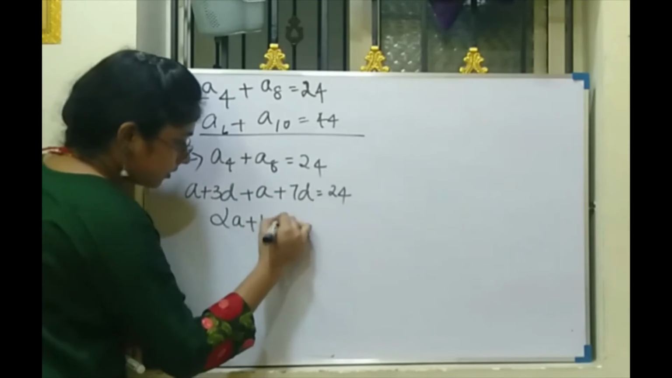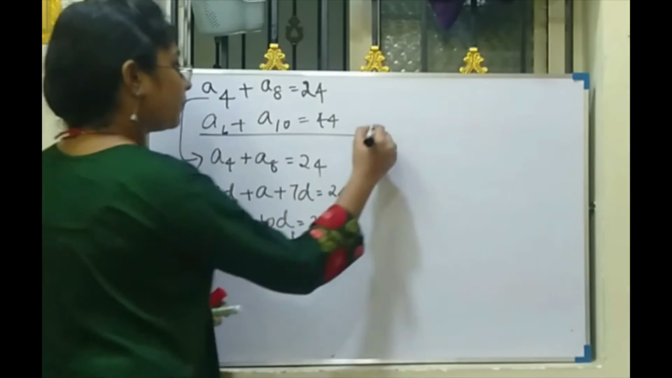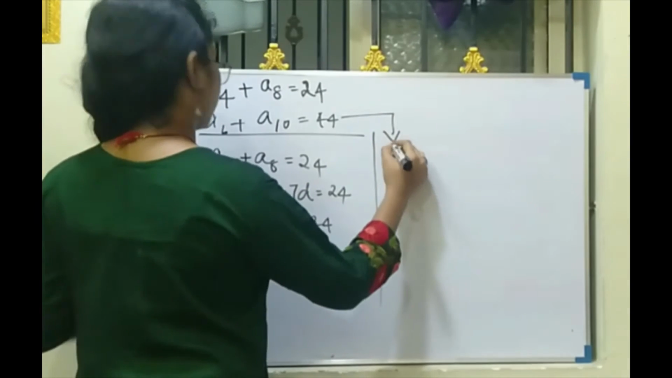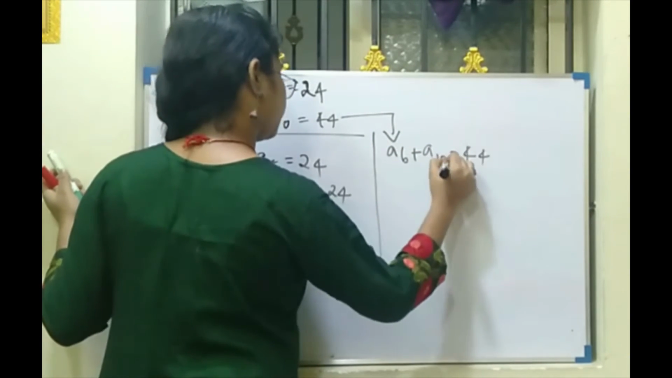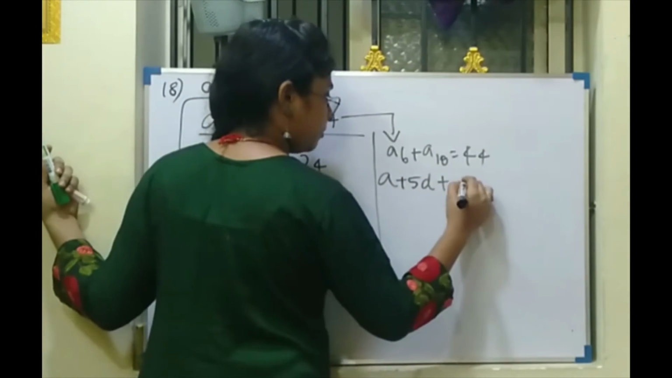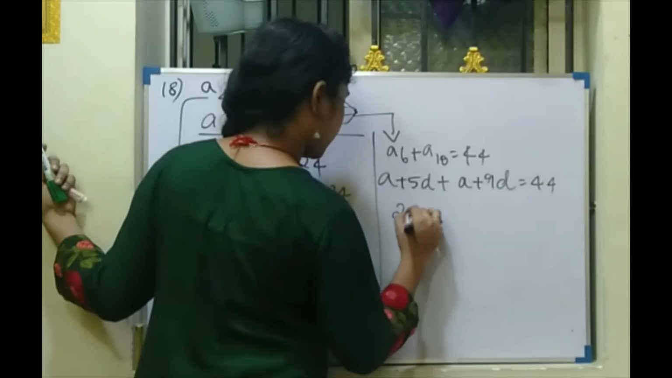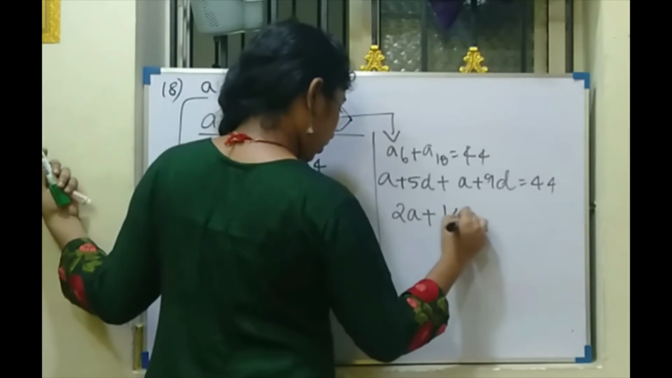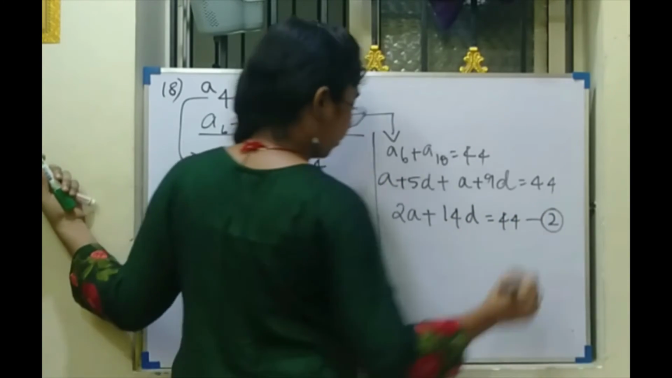2A plus 10D is equal to 24, and this will be your equation number 1. And here, A6 plus A10, which is equal to 44. How to expand this? A plus 5D plus A plus 9D, which is equal to 44. By solving this, 2A plus 14D, which is equal to 44, and this will be your equation number 2.